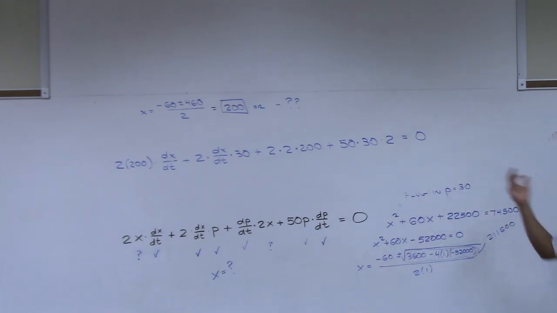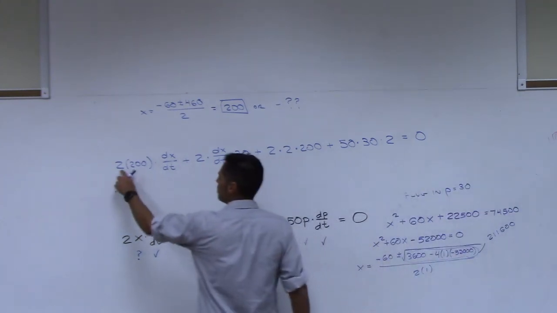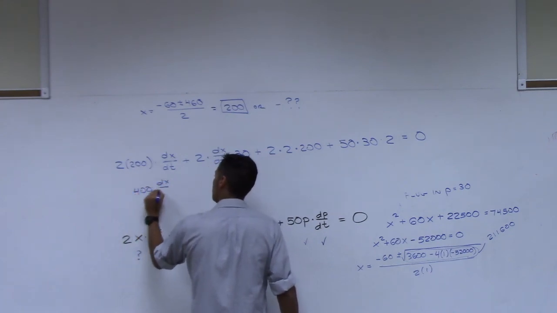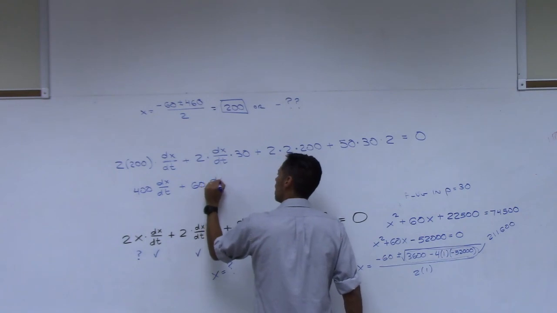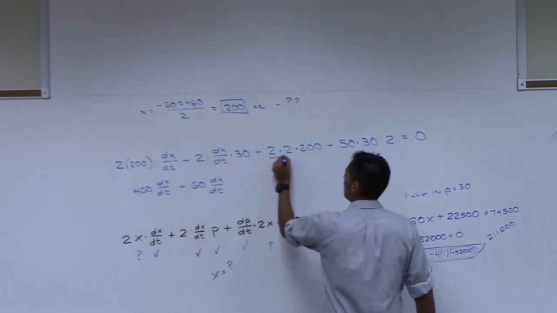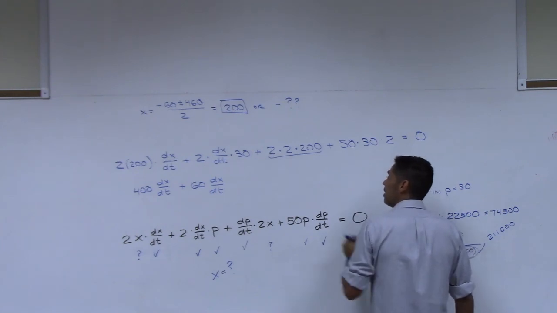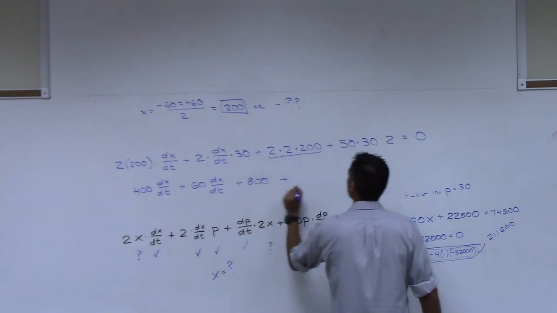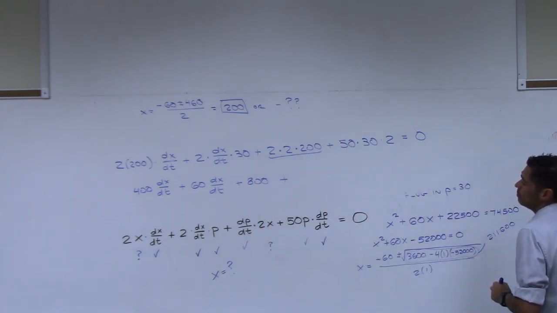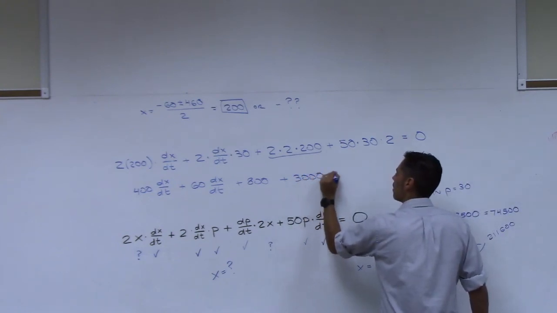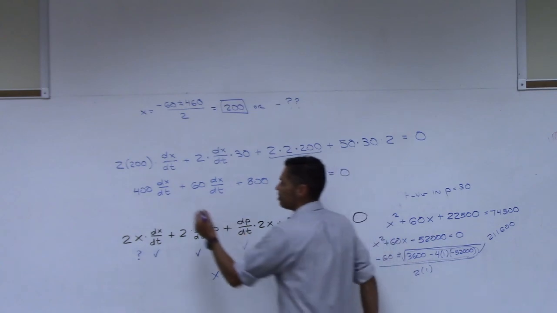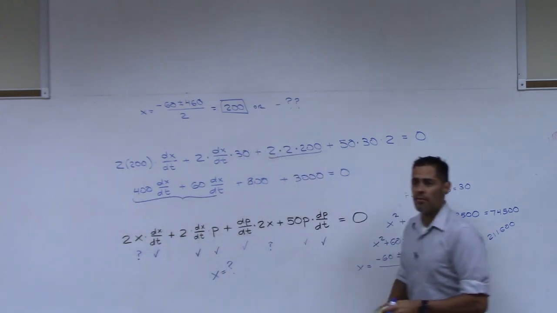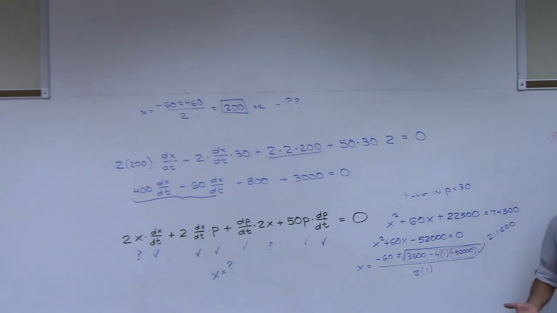Do y'all see all I did was go through and plug all those things in, except for the one thing I didn't know? And now let me clean up these numbers. 2 times 200 is 400, so I have 400 dx/dt. Plus, 2 times 30 is 60, so 60 dx/dt. And then this right here, 800. Plus this right here, 3,000. Equals 0. We're getting real close here. These two things right here are like terms, right? You have 400 apples, you add 60 apples, you get 460 apples. So those are like terms.